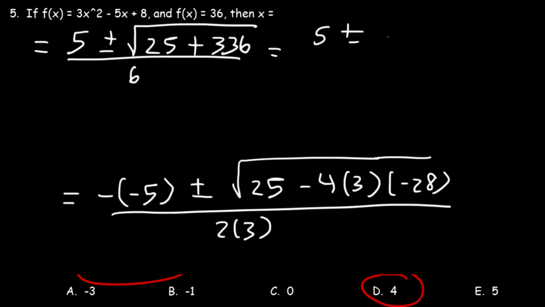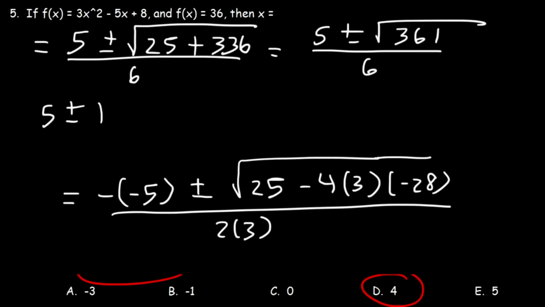So next, let's go ahead and add 336 plus 25. That's going to be 361. And the square root of 361 is 19. So we have 5 plus or minus 19 divided by 6. At this point, you can separate it into two expressions.